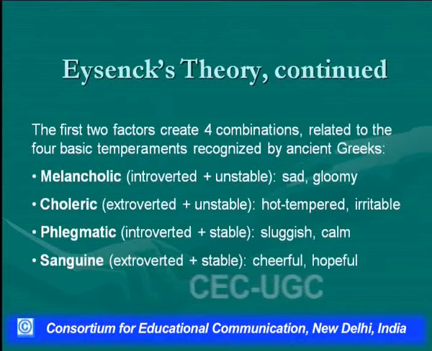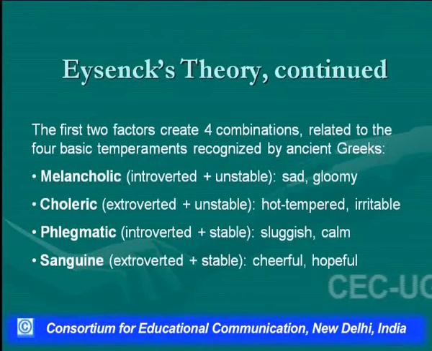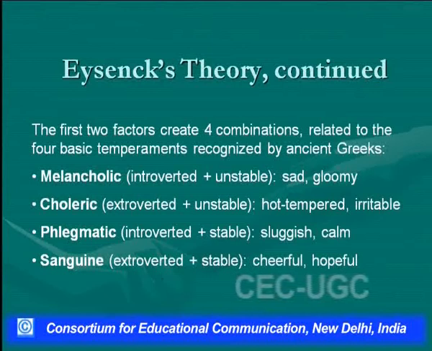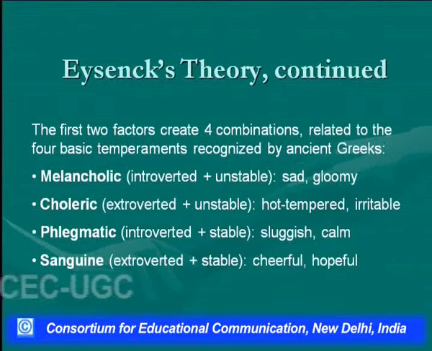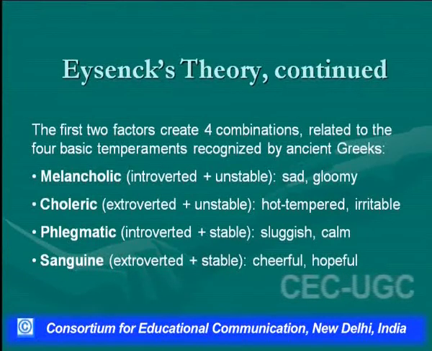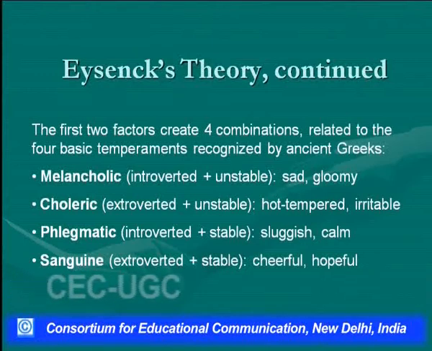Now the third is impulse control versus psychotic. We'll take this forward with this theory, which is continuing. The first two factors create four combinations relating to four basic temperaments recognized by the ancient Greeks. The first is melancholic, that is introvert plus unstable. The second is choleric, that is extrovert plus unstable. The third is phlegmatic, that is introverted plus stable. And the last is sanguine, that is extroverted plus stable.